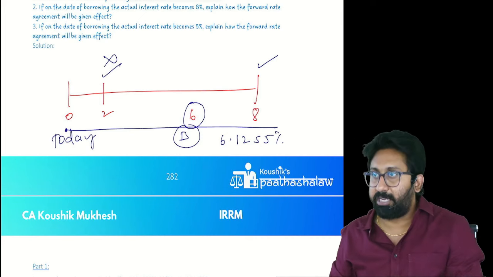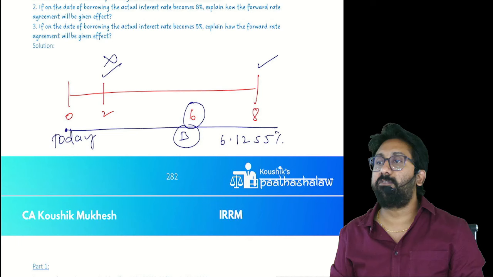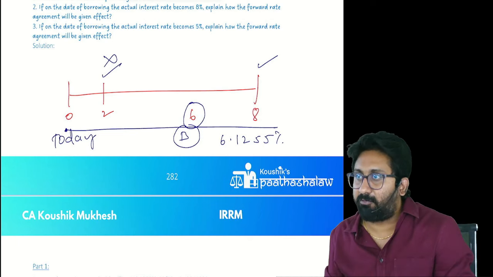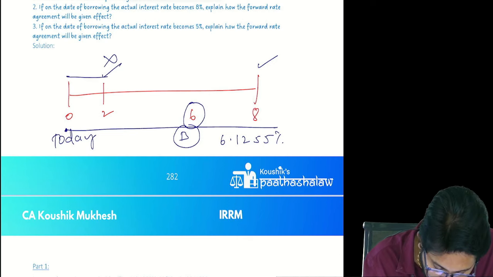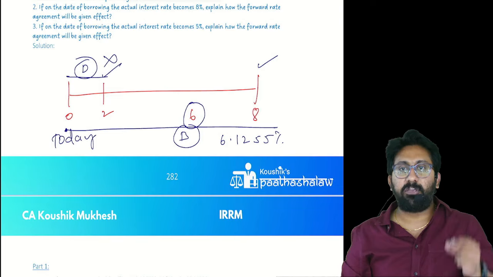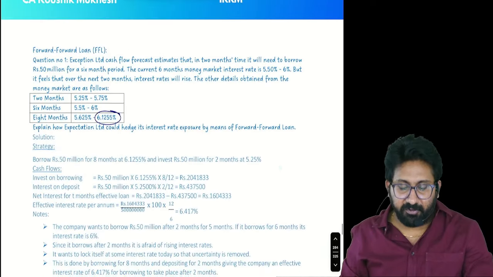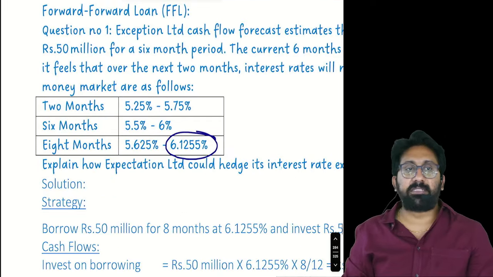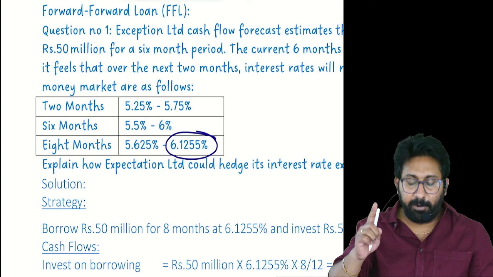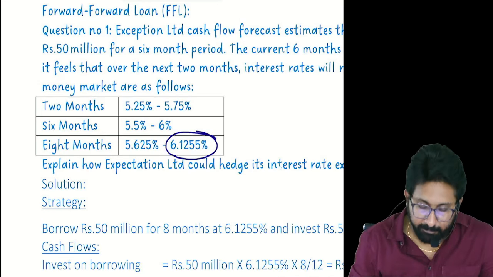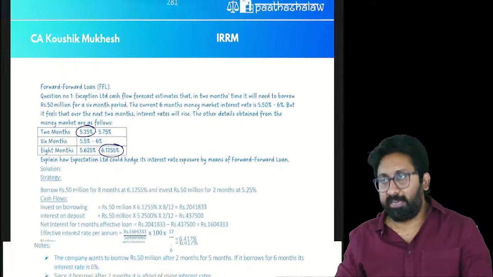After that you start using it. The deposit will give you an inflow and the borrowing an outflow. You net both of them, and you will get a net outflow. So what do you have to do? You have to make a deposit. Now answer my question. You will deposit for 6 months, 8 months or 2 months. I want your answer. 5.25, 5.75, 5.56, 5.625, 6.1255. Fantastic. That's all.